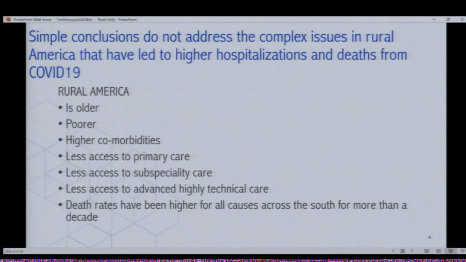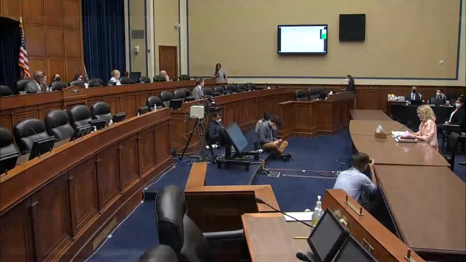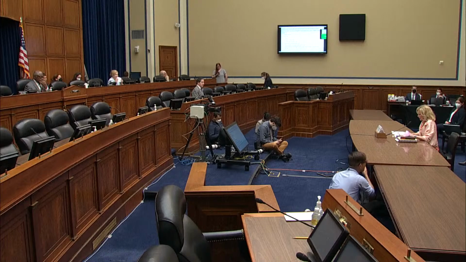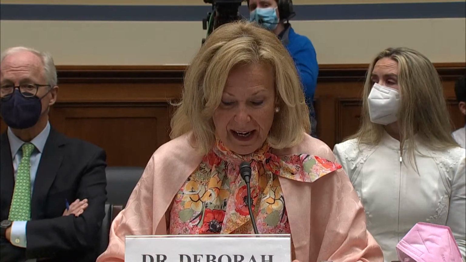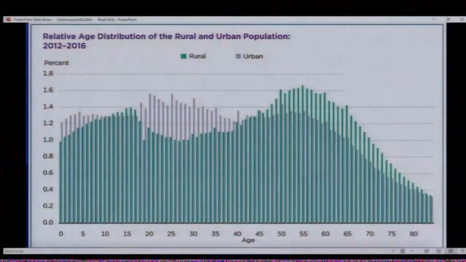Next slide. Simple conclusions do not address the complex issues that we're facing in America today. And I'm going to go quickly through these slides to prove that rural America is older, poorer, has higher comorbidities, less access to primary care, less access to subspecialty care, less access to high technology care, and a higher death rate from all-cause mortality dating back decades. Next slide, please. This slide shows that urban areas are enriched for young people who have much less significant complications from COVID, and the rural areas are enriched for older Americans.